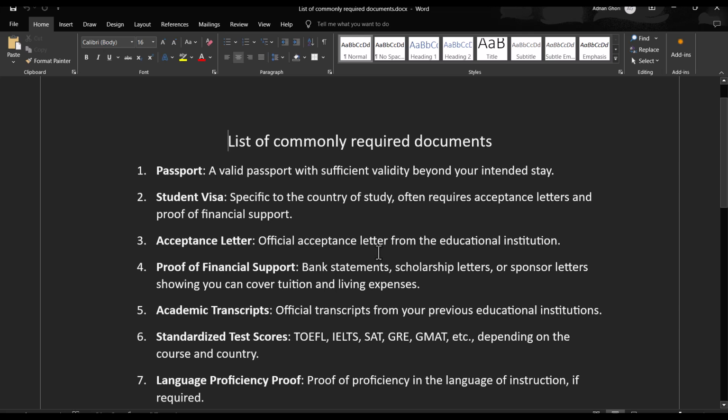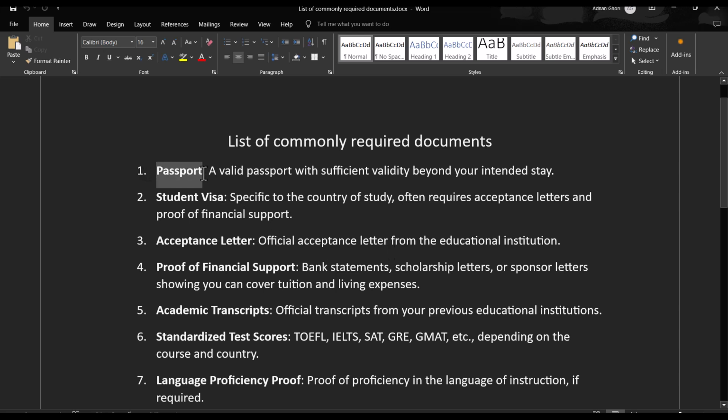Before we begin applying to any of the colleges or universities in another country like the US, UK, Canada, Singapore, China, anywhere, any part of the world where you want to study, Germany maybe, you need to have a certain set of documents with you. So what are these documents?